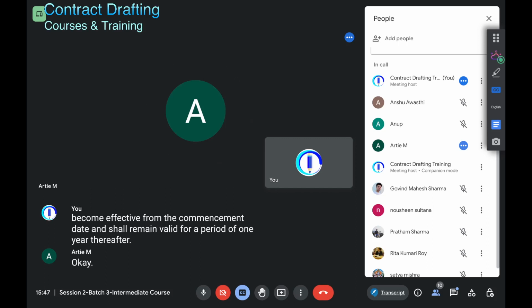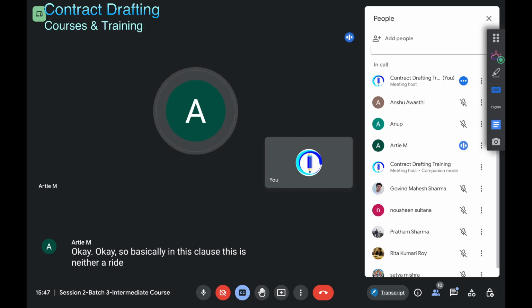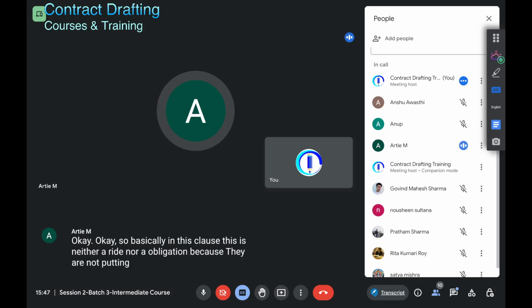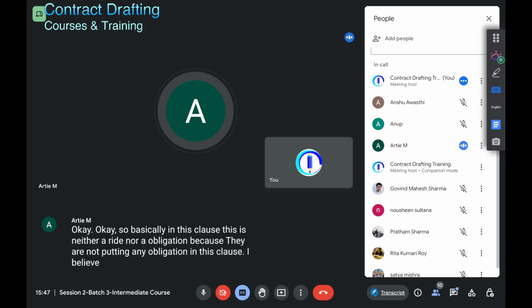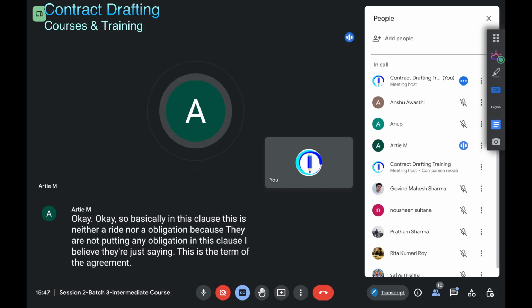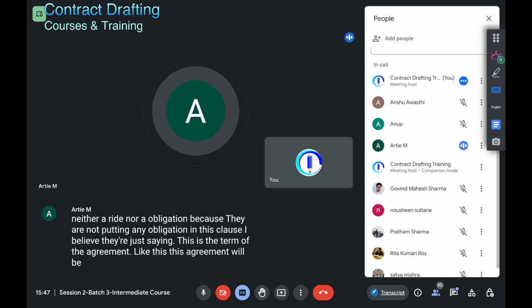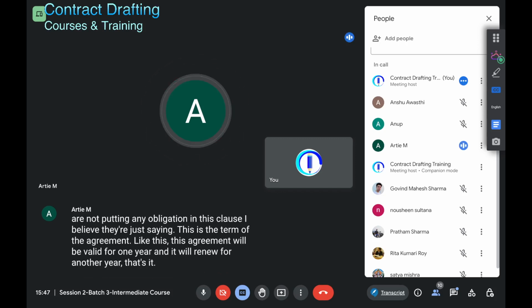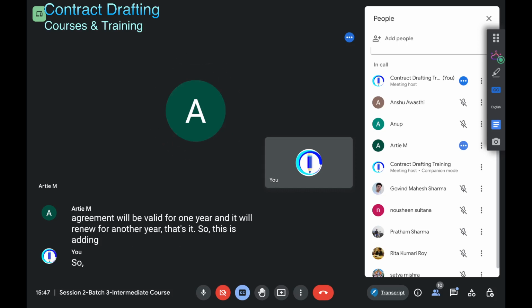Okay, so basically this clause is neither a right nor an obligation because they are not putting any obligation in this clause. I believe they're just stating the term of the agreement: this agreement will be valid for 1 year and it will renew for another year. That's it. So it qualifies under what category of contract language?